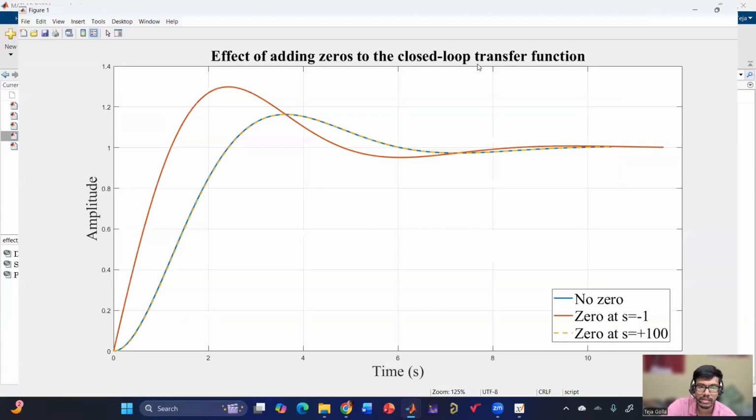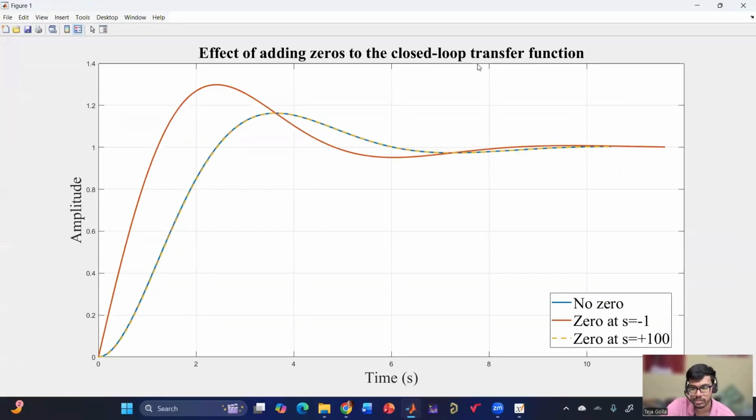The same thing, whether it is LHP or RHP 0, if it is far, far away from the imaginary axis, then it is not having any impact, because now I can see both are more or less overlapping very closely. The case where the 0 is not there, and the case we are adding an RHP 0 far away from the imaginary axis. So if I'm adding an LHP 0, it is trying to fasten the response, but because of that, there is an overshoot.